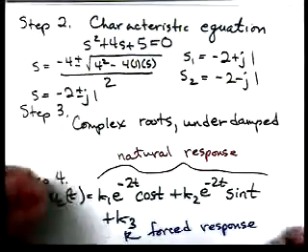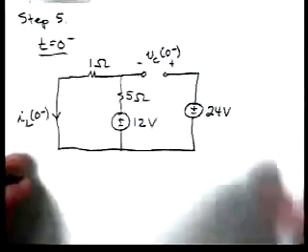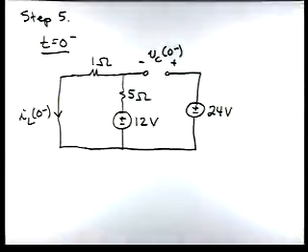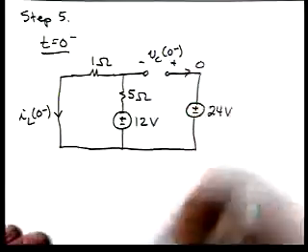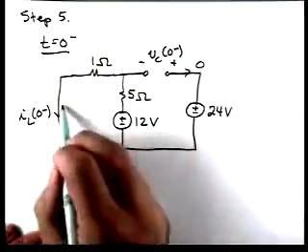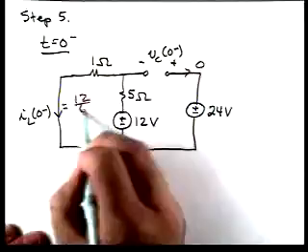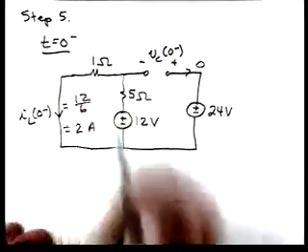So now let's go to step 5. Let's start looking for those. So at t equals 0 minus, here's our circuit. The circuit we assume is in steady state. The capacitor is an open, the inductor is a short. If we look, then there's zero current here, so IL of 0 minus is 12 over 6, or 2 amps.